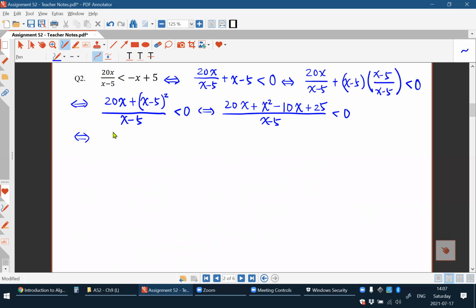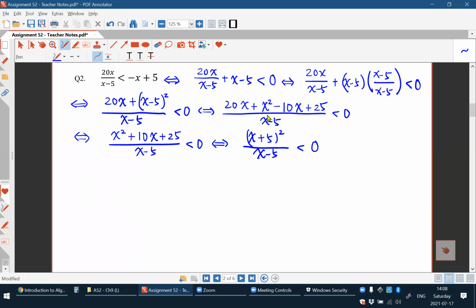And this is equivalent to x squared. 20x minus 10x is 10x, right? And then plus 25 over x minus 5, and this should be less than 0. And this is equivalent to, according to this formula, the numerator is actually x plus 5 to the square, right? I hope you can see this. X minus 5, and this is less than 0, okay?